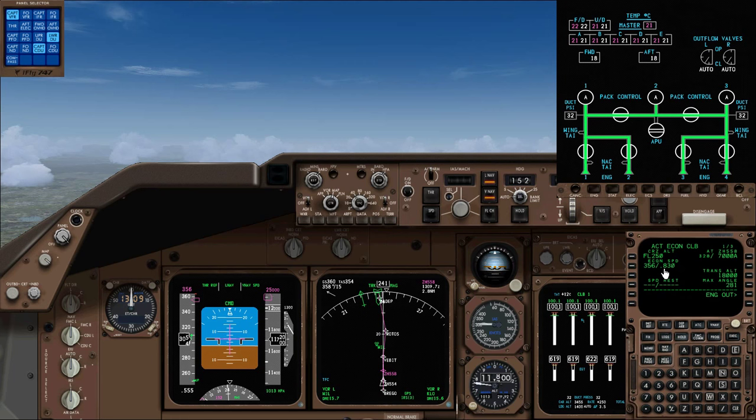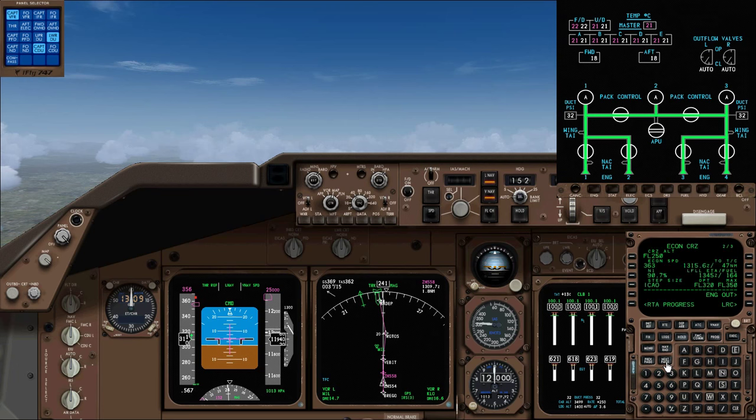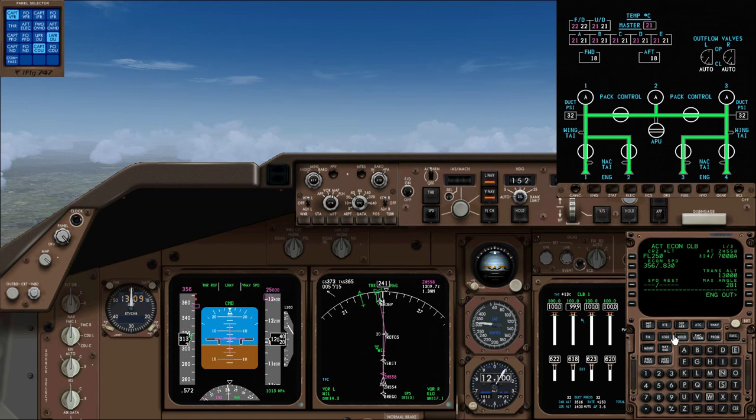Economic speed will be 356, and there will probably be no change on the economic speed. We will select the transition altitude. In Zurich it is 7,000. I forgot to do it, so I put 13,000. Just bear with me about that. Economic climb, as you can see, the next limit is 7,000 or above at the next waypoint.